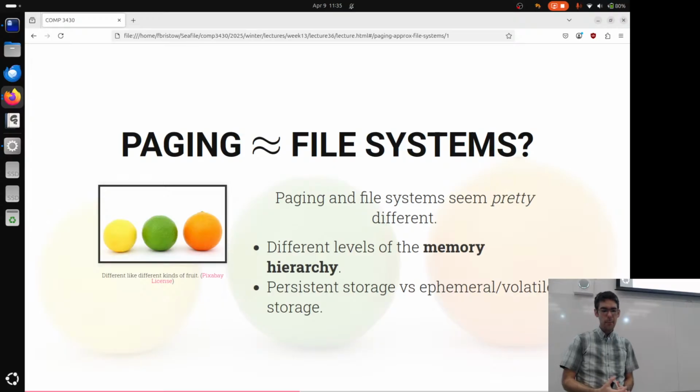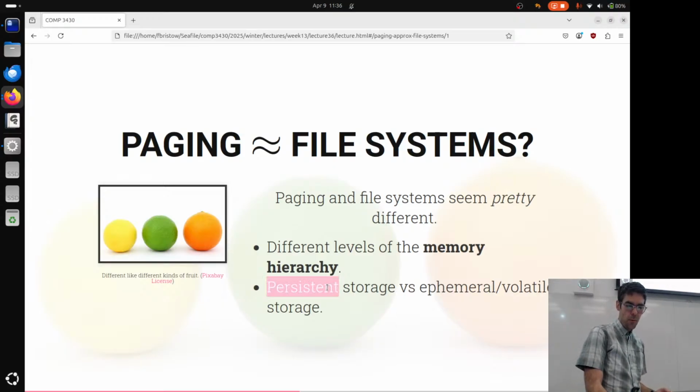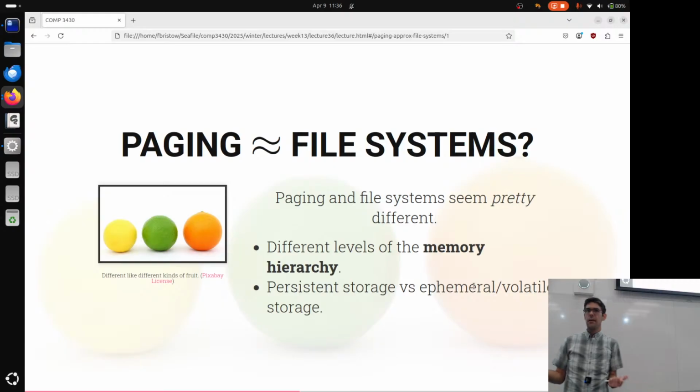And we're also talking about persistent storage versus ephemeral storage. So persistence here is when I turn my machine off, I want my files to still be there when I turn my machine back on again. And ephemeral is it's okay if RAM gets completely emptied when I turn my machine off and it starts up again. I'm okay with that.